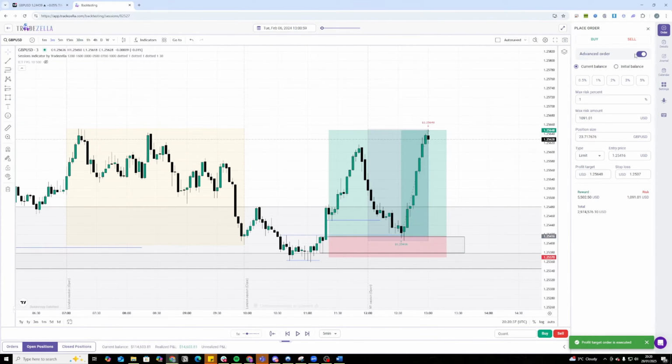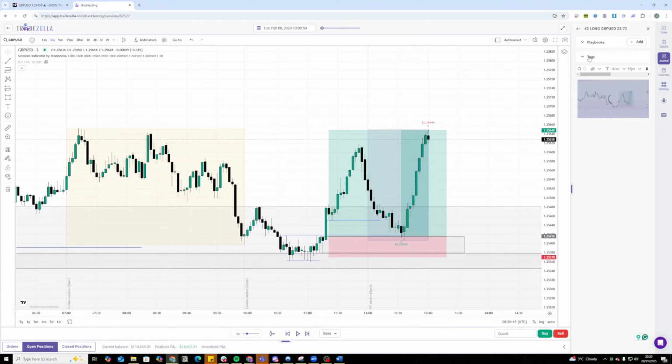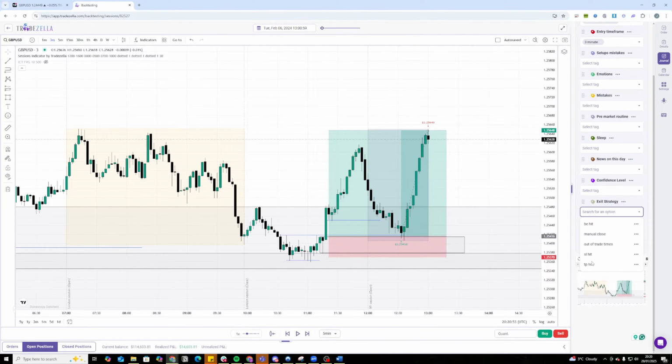So let's take the screenshot, put in trade notes, and let's put that in. And then let's also tag. So what did we enter off? We entered off a 15-minute demand area. We entered on the 3-minute, and our exit strategy was TP here. I had quite high confidence in that as well, so we'll tag that.